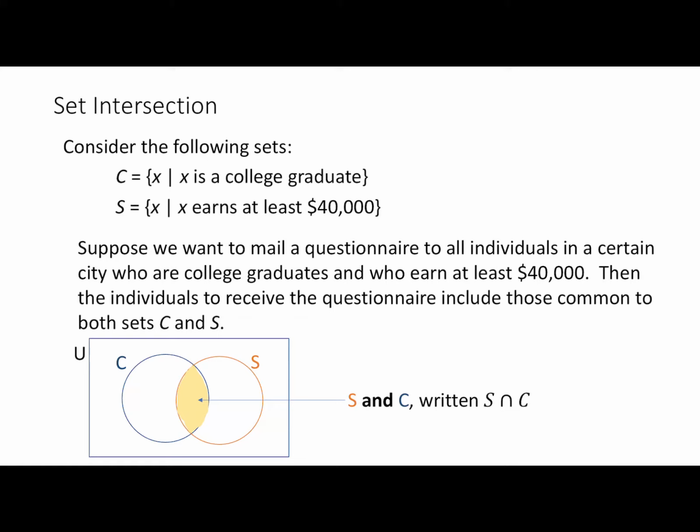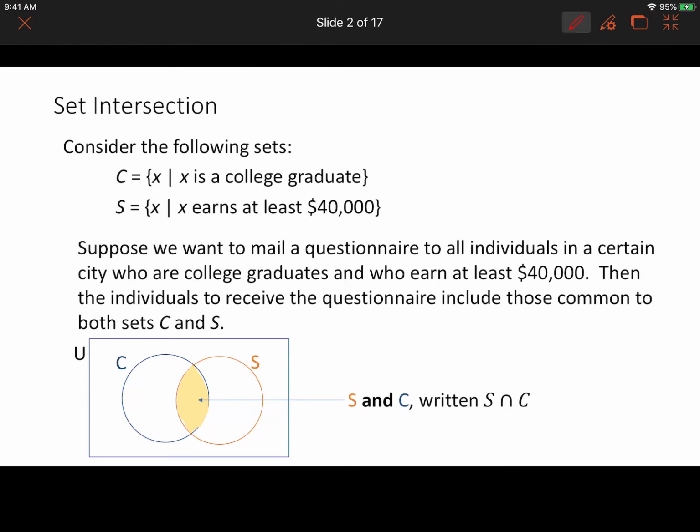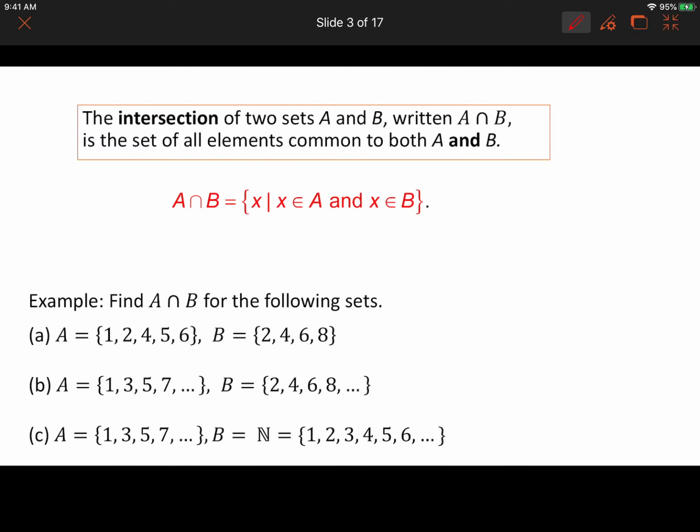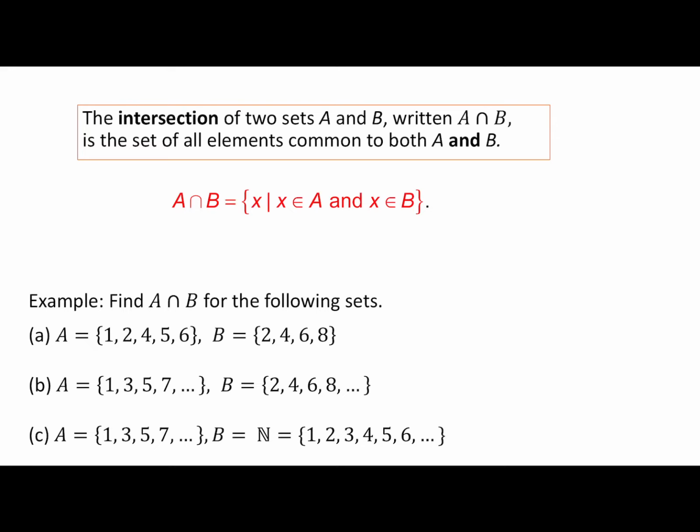So we think of this as S and C, right? We wanted people that are in both sets, S and C. So the key word here is and. And our notation here is S intersect C. So we read this as S intersects C, and the word you want to think is and. So things in both. In general, the intersection of two sets, A and B, written as A intersect B, is the set of all elements common to both A and B. So using notation here, we have A intersect B is the set of all x, such that x is in A and x is an element of B.